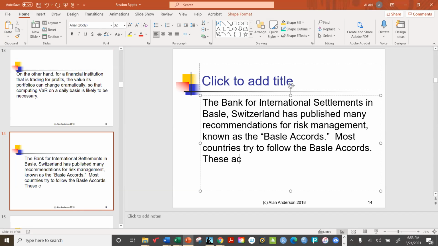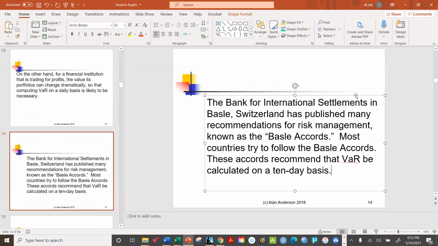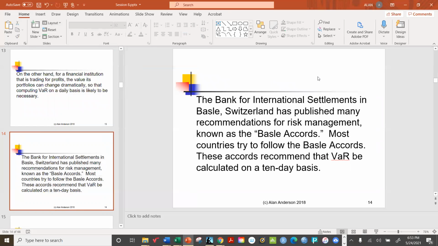These accords recommend that VAR be calculated on a 10-day basis. Now, I don't remember why they chose 10 days, but they think that for most applications, doing this every 10 days should be quite sufficient. You don't need necessarily to do it every day because it is a very time-consuming process.